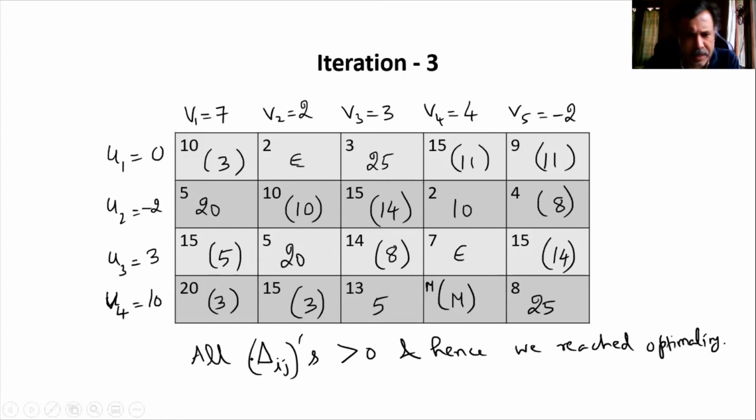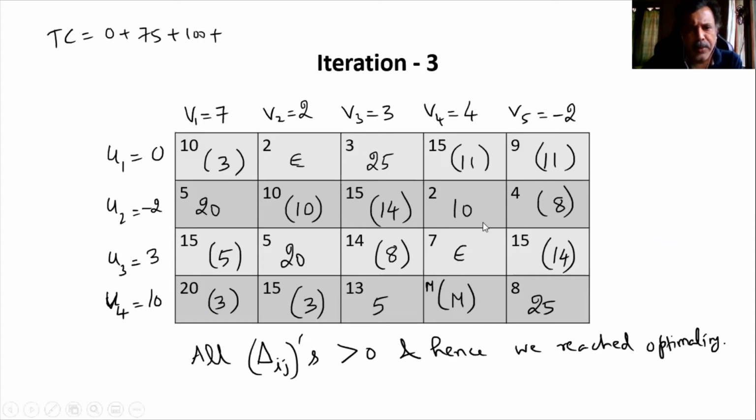If you want, we can calculate it here itself. Total cost is equal to 2 into epsilon, so that is 2 into 0 only. So I'll put it as 0. Then 3 into 25, so that becomes 75. Then 5 into 20, it is 100.